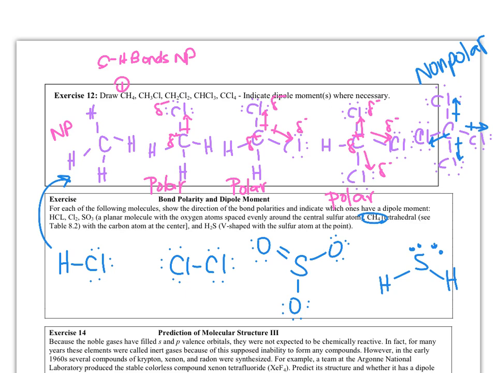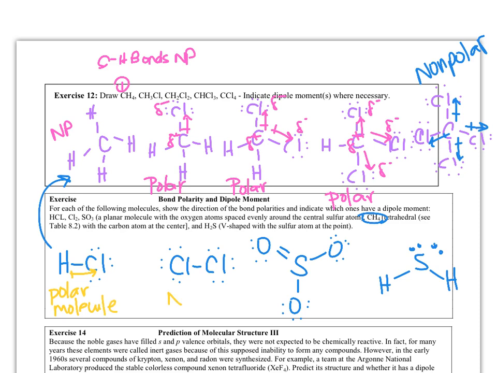So when I look at all of these individually, let's look at them to see what we would come up with. First, we want to show the direction of the bond polarities. So this is only one bond polarity, and we know chlorine is more electronegative, so I'm going to pull towards chlorine. And then overall, that's going to have a dipole moment. So would this be polar or not? I would say yes, this is a polar molecule. All right, let's look at C to Cl, Cl to Cl.